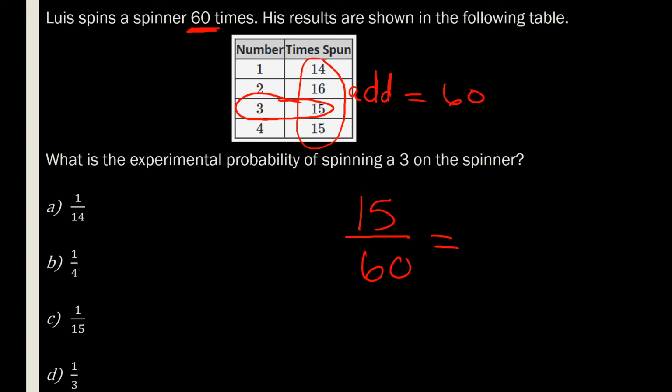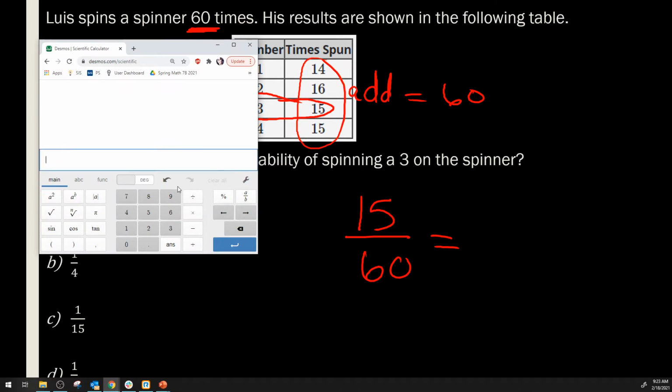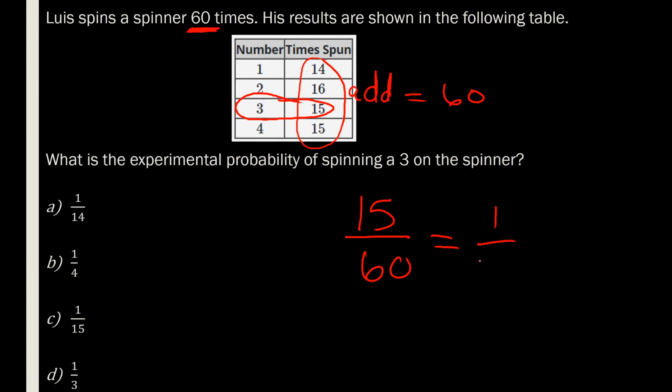If you don't want to simplify this on your own, or if you struggle, remember you can always type this into Desmos. So I have 15 over 60. If I hit this button here, it will help me simplify it, which will get me 1 over 4. So 1 over 4 is the probability of him spinning a 3.